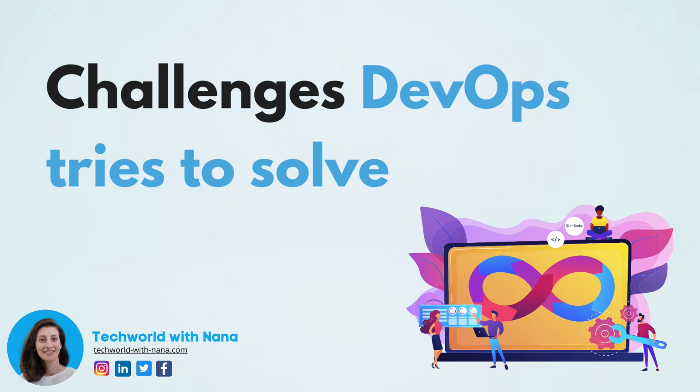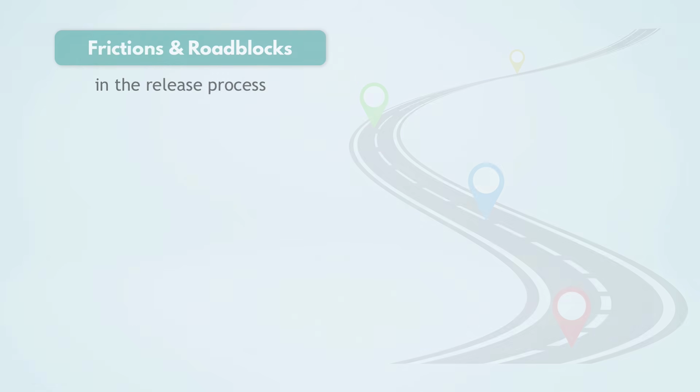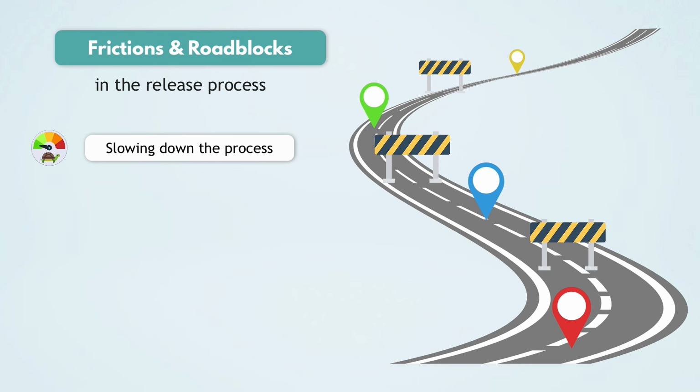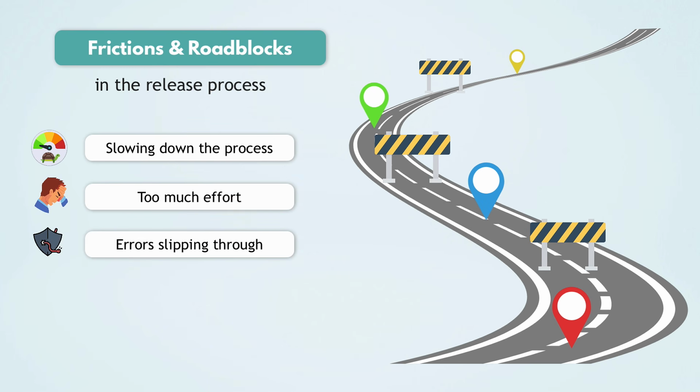Now let's see what exactly the challenges are that teams may face during this process and which DevOps tries to solve. During this whole release process, we have roadblocks and frictions that slow down the process, make it too much effort, and allow errors to slip through, all the way to production.